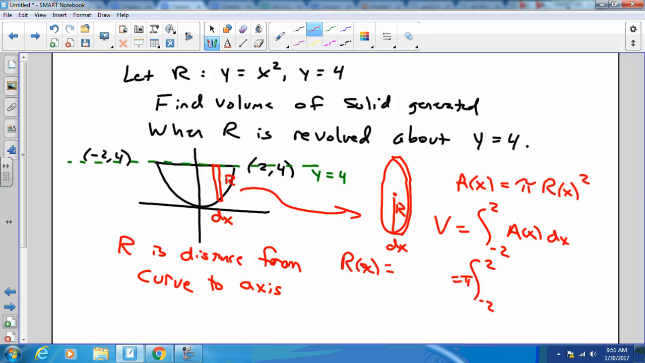Now what is that radius? Let's identify the radius carefully as the distance from curve to axis. And that distance, again with the subtraction idea, is going to be 4, the axis, minus x squared, which is the curve. So I get pi times the integral of 4 minus x squared dx. And that's our volume.